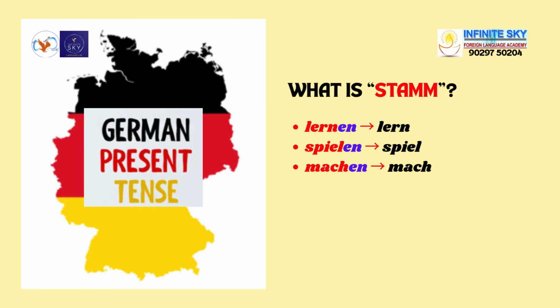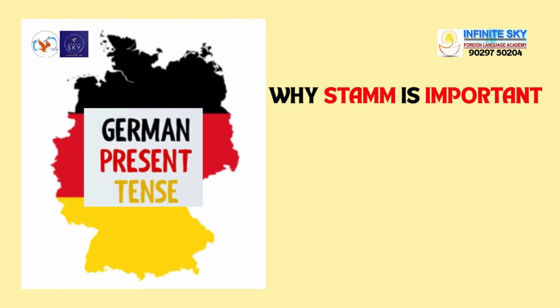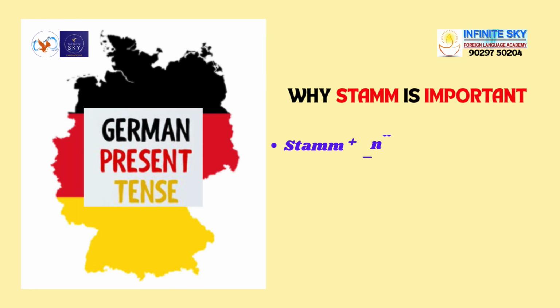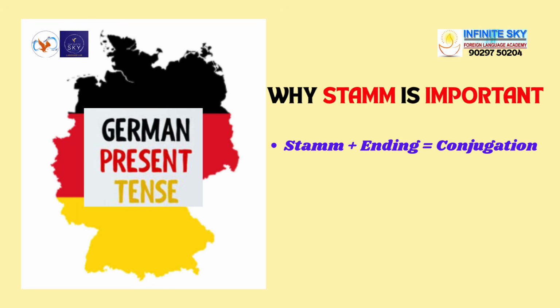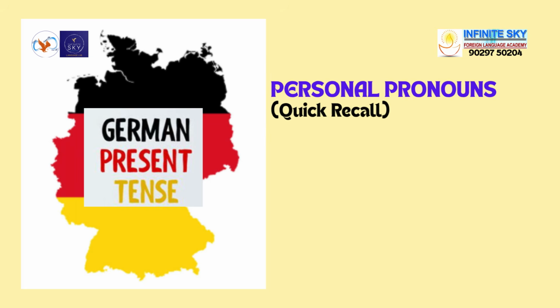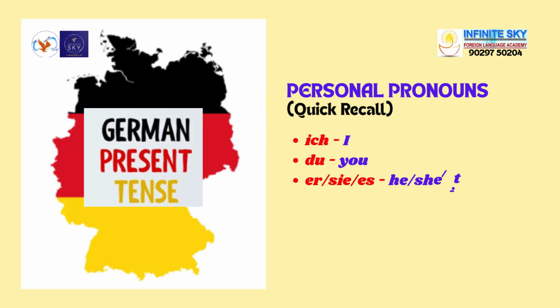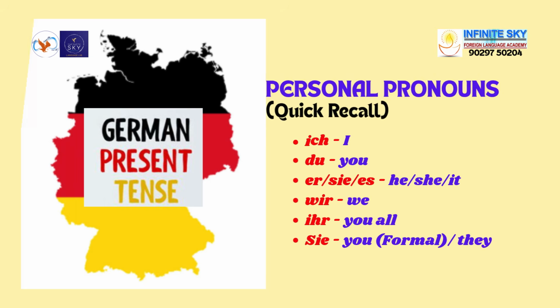Everything starts from here. In German, we don't change the whole verb. We just take the stem and add new endings. That's it. Simple and logical. Remember our personal pronouns? Each personal pronoun has its own ending, and that's where conjugation happens.